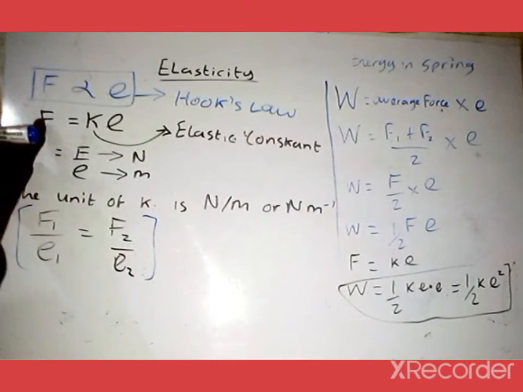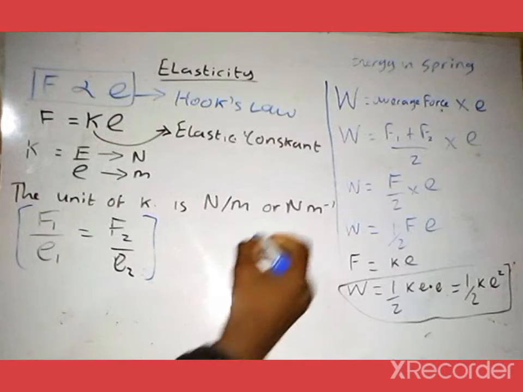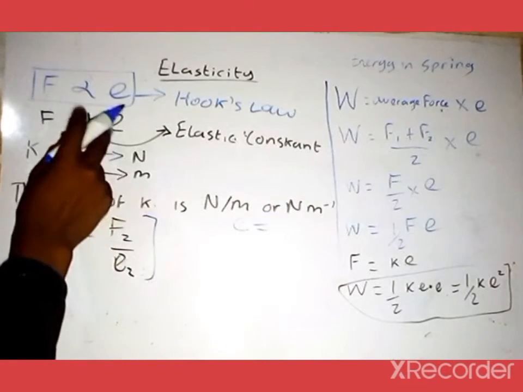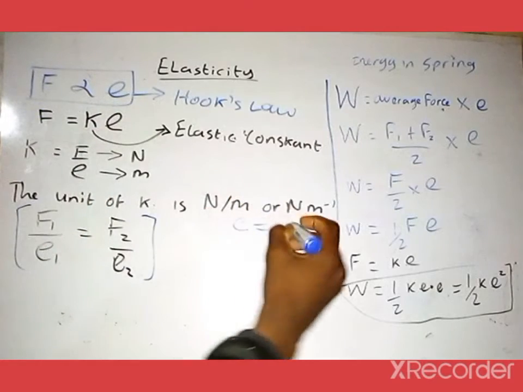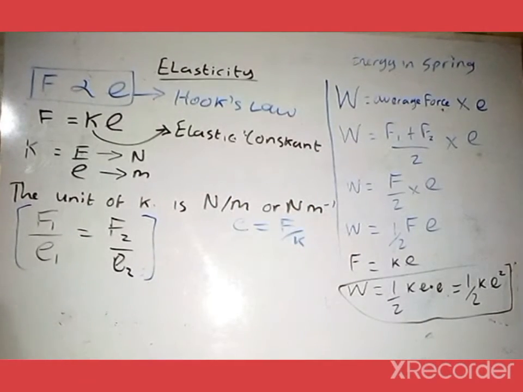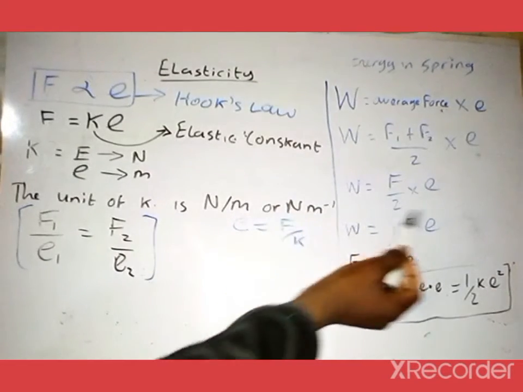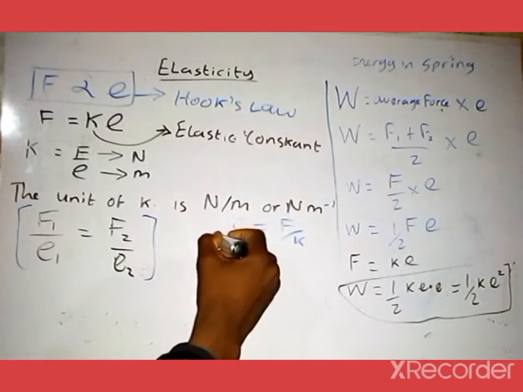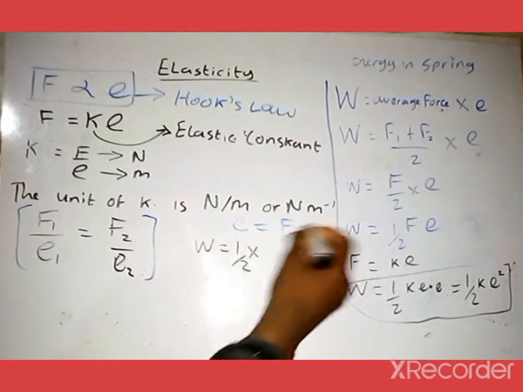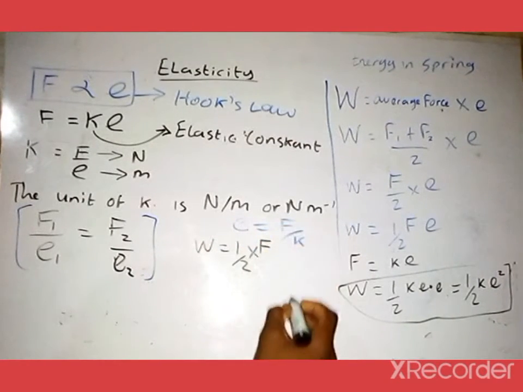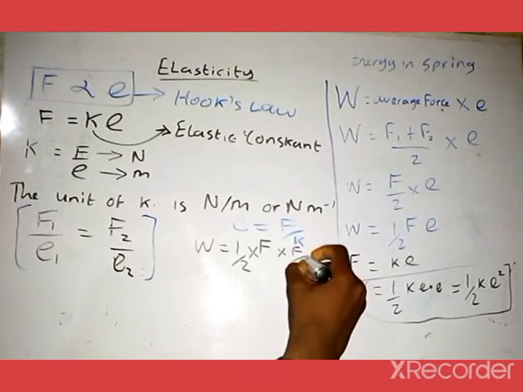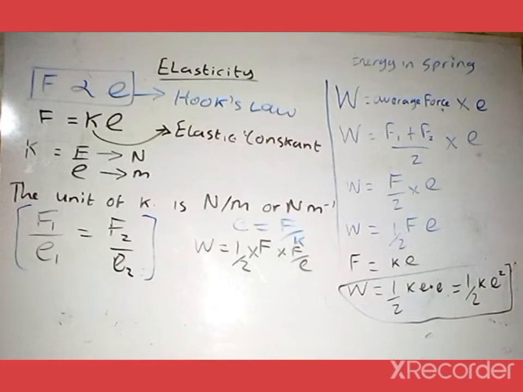Since our force is equal to Ke, our E will be equal to, dividing both sides by K, F over K. Then inserting this F over K into this place, what do we have? Our work done will now be equal to 1 over 2 multiplied by our force, then multiplied by our E, which is force over K.